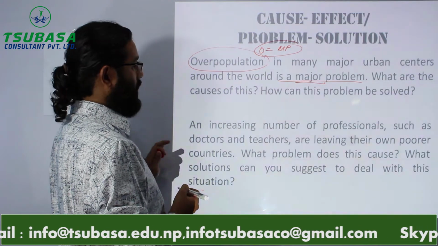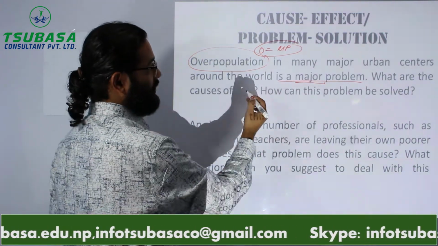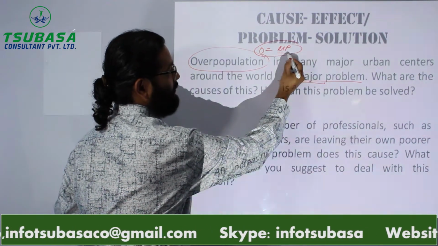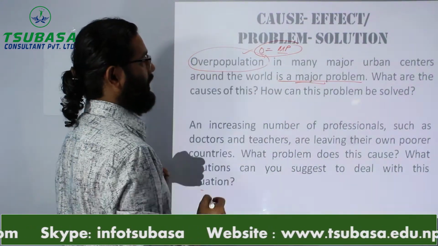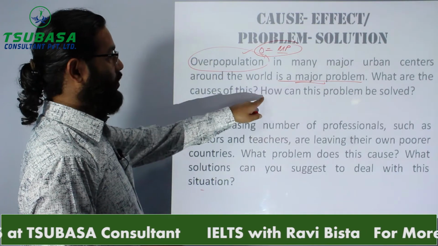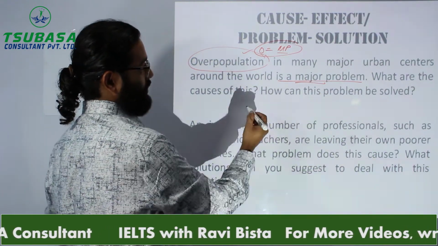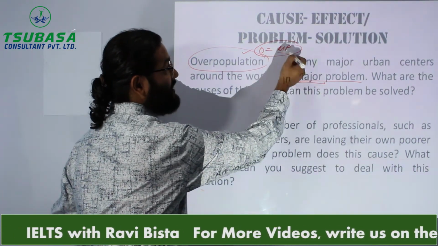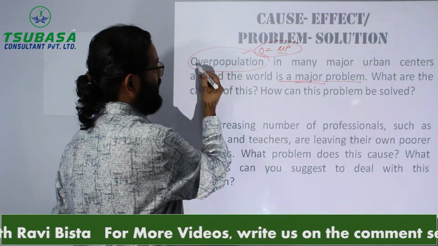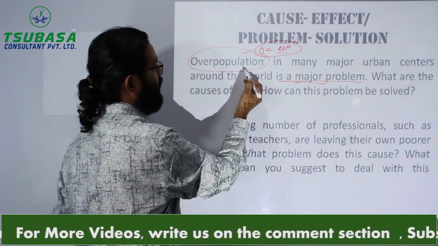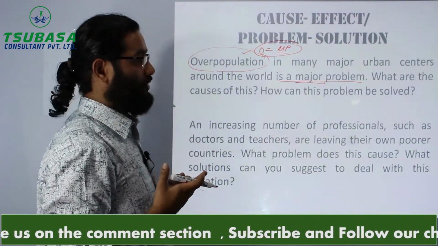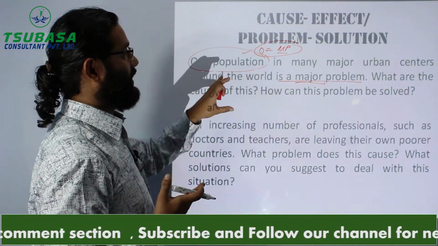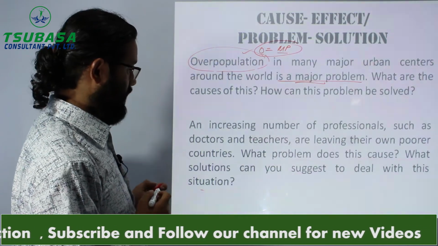It says, what are the causes of this? What are the causes of O equals MP? And then you have to write this in the first paragraph. And in the second paragraph, you can write, how can this problem be solved? How can you reduce this overpopulation so that it does not affect urban centers? So you have to write down the solution to those kinds of issues.